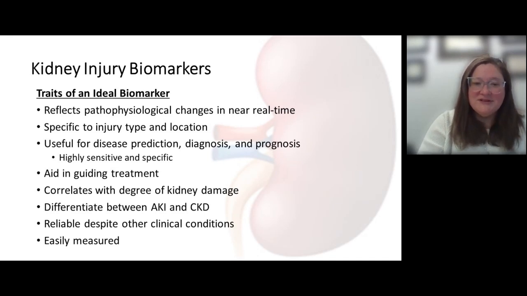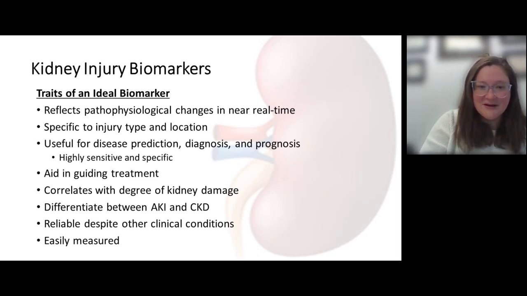Ideally, they would correlate with the degree of kidney injury and differentiate between AKI and CKD. You would be able to reliably use these in the presence of other conditions such as inflammation or sepsis or low body muscle mass. And then we want something that's easily measured. We can't go and do a kidney biopsy every time we suspect there could be AKI. So we want something that we can measure in body fluid such as plasma, serum, or urine.